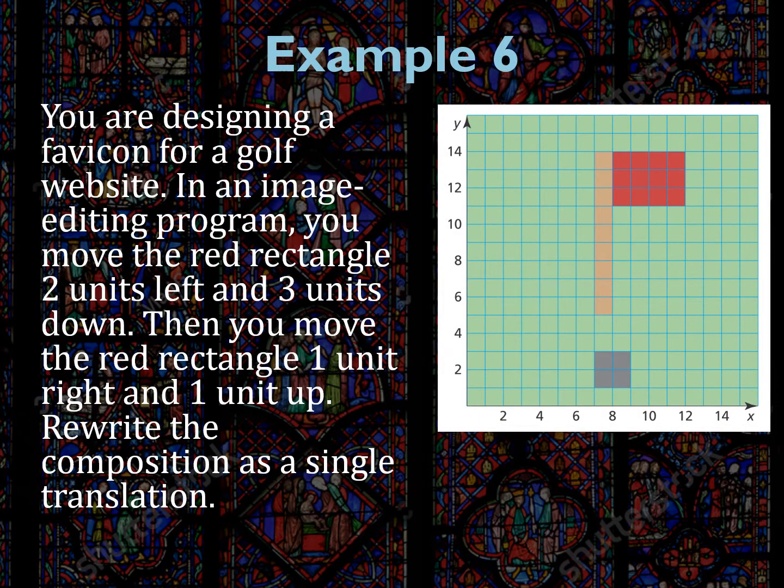Finally, example 6. You're designing a favicon for a golf website. In an image editing program, you move the red rectangle 2 units to the left and 3 units down. Then you move the red rectangle 1 unit right and 1 unit up. Rewrite the composition as a single translation. So you're basically going to combine the two rules into one.